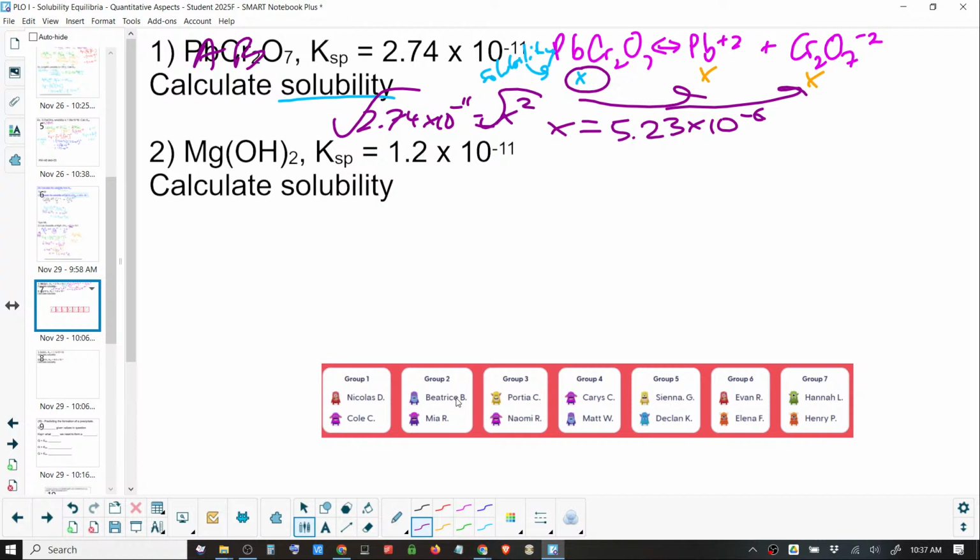When in doubt, I can't emphasize enough, when in doubt, write out the equation and figure out what solubility would do.